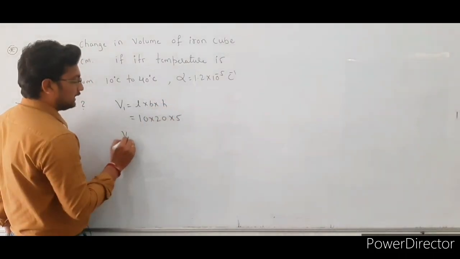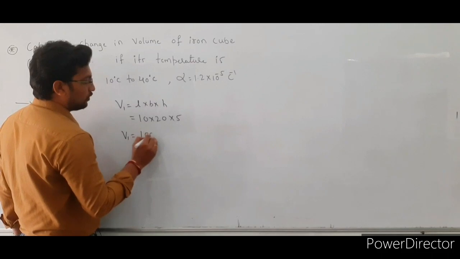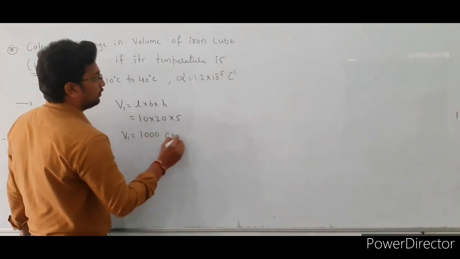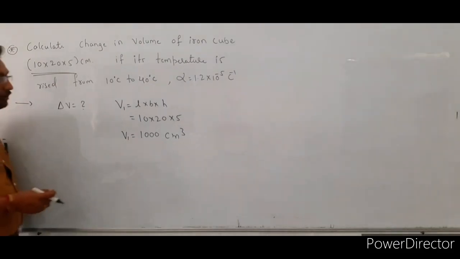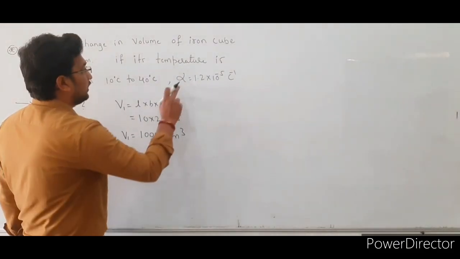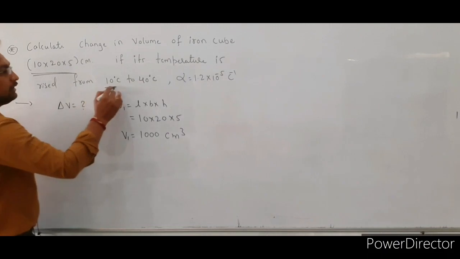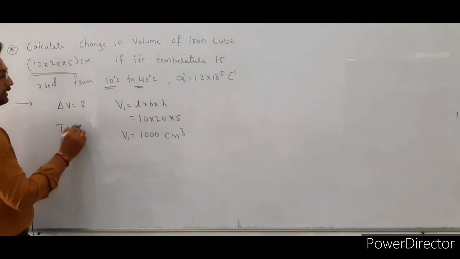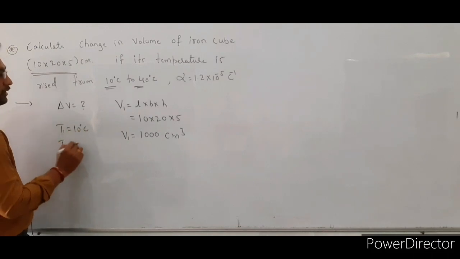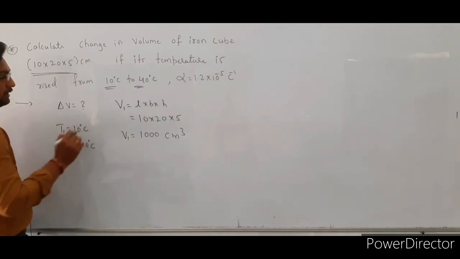Multiply these, we will get the initial volume, so that is 1000 centimeters cube. This is the initial volume, and here the temperatures are given. The initial temperature, that is T1, is equal to 10 degrees Celsius and T2 is equal to 40 degrees Celsius.